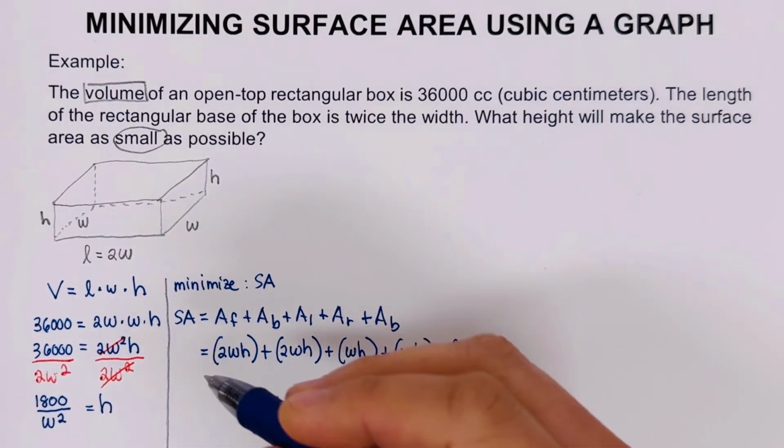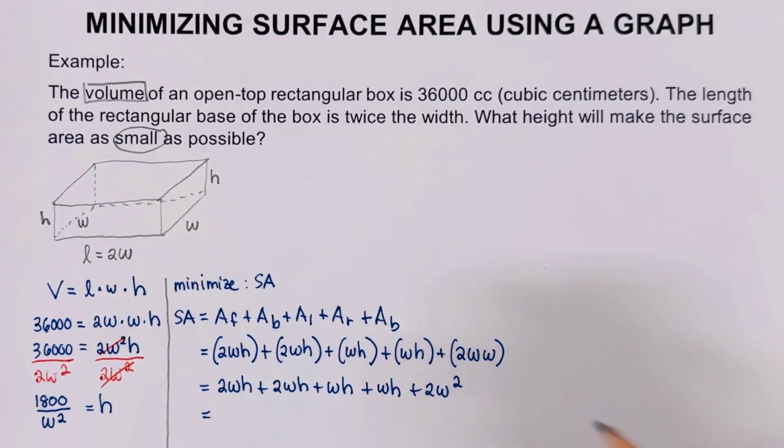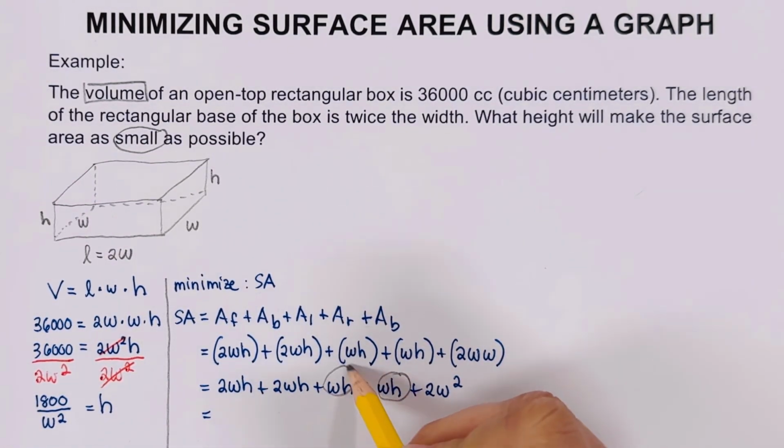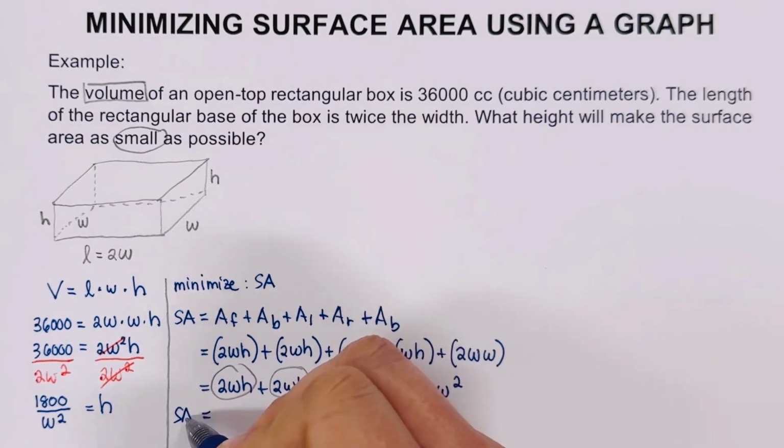So we go ahead and simplify this. So we see like terms here. These are all like terms. So that would be 2 plus 2, 4, plus 1, and 1 is 6. So the equation would come out.